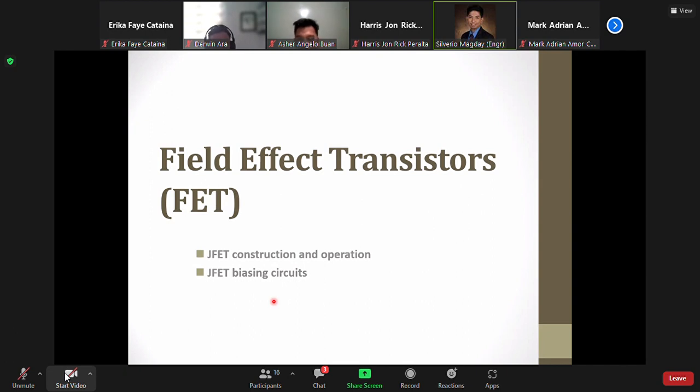Here in the FET, we consider the types of field effect transistors, the relationship between JFET gate source voltages and drain current, the range of Q points compared to BJT, and the advantages and disadvantages compared to BJTs.